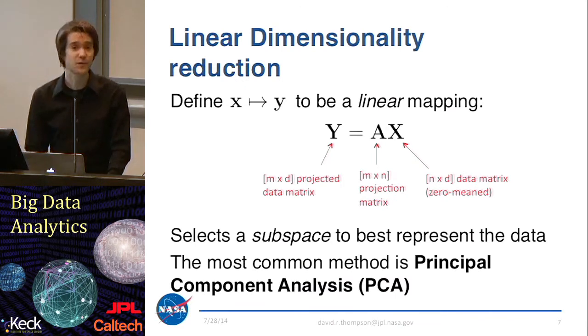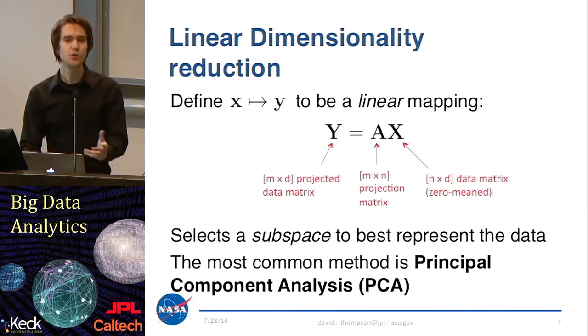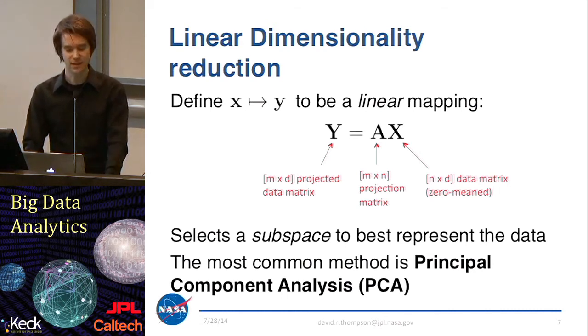Okay, so for linear dimensionality reduction, which is probably the most common form of this algorithm, we'll define the mapping from x to y to be linear. That is, you can think of it as just pre-multiplication, a new basis for representing the data that has a smaller dimensionality than our original basis, right? So we can represent that as an m by n projection matrix, and if we pre-multiply it with the x matrix, then this gives us the desired projected data matrix y. So we're finding a subspace that best represents the data.